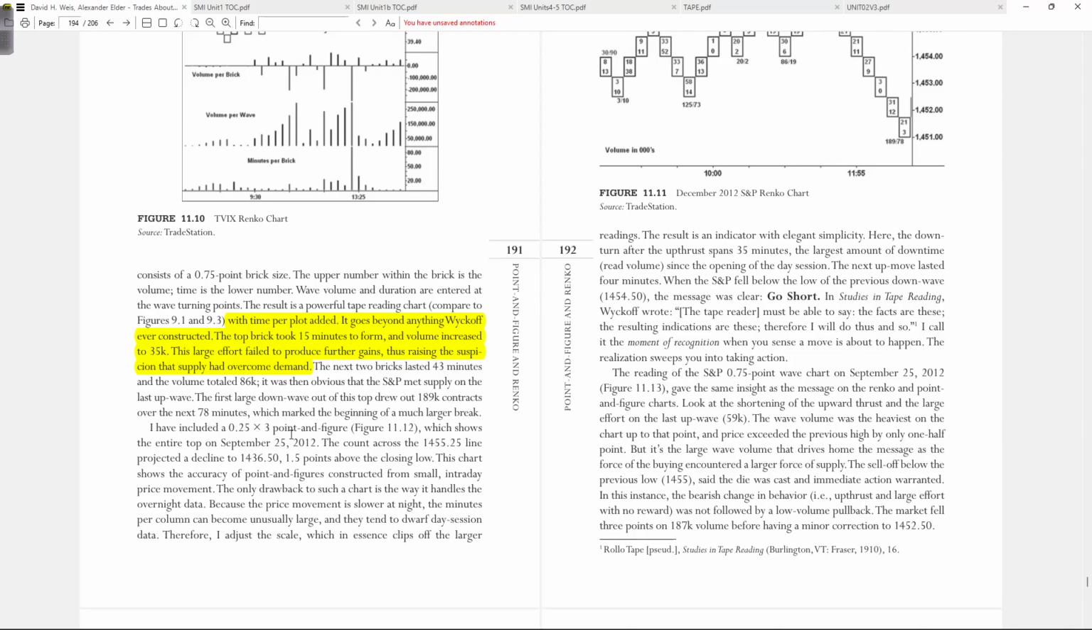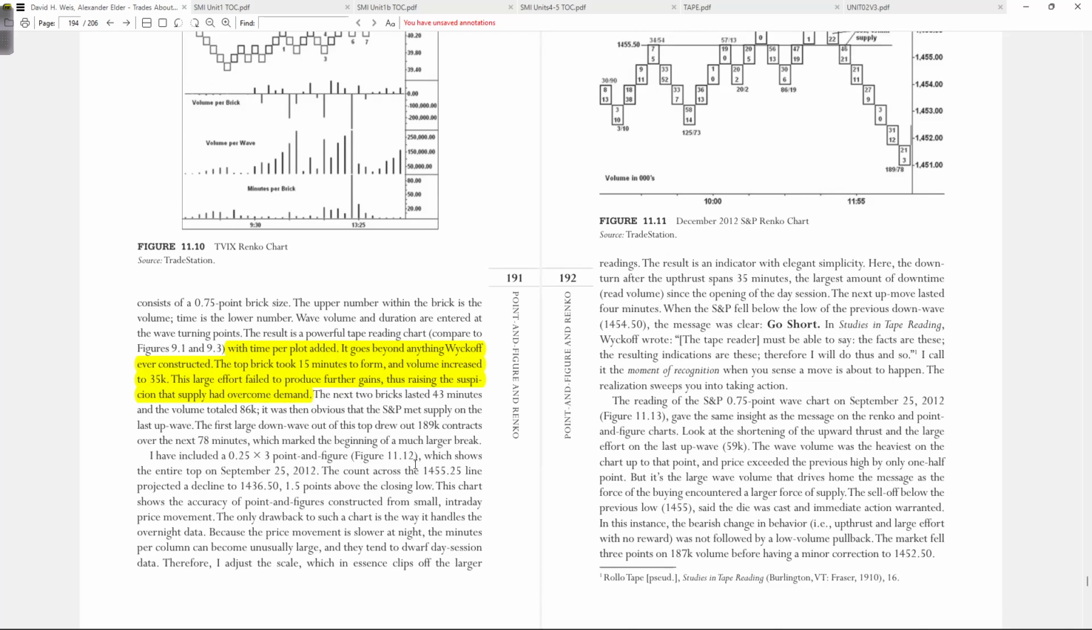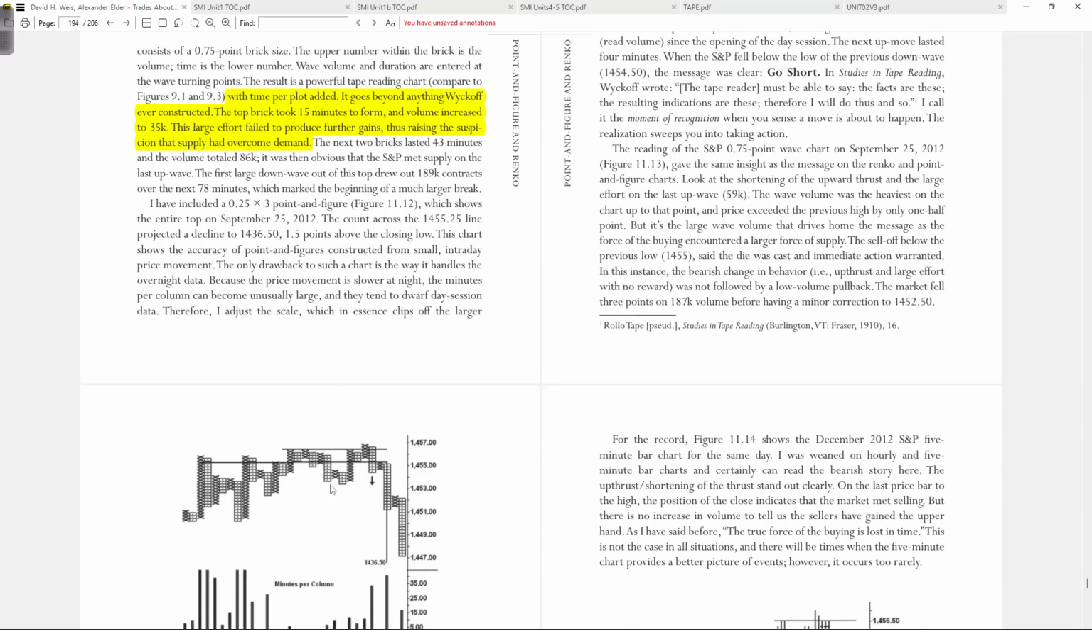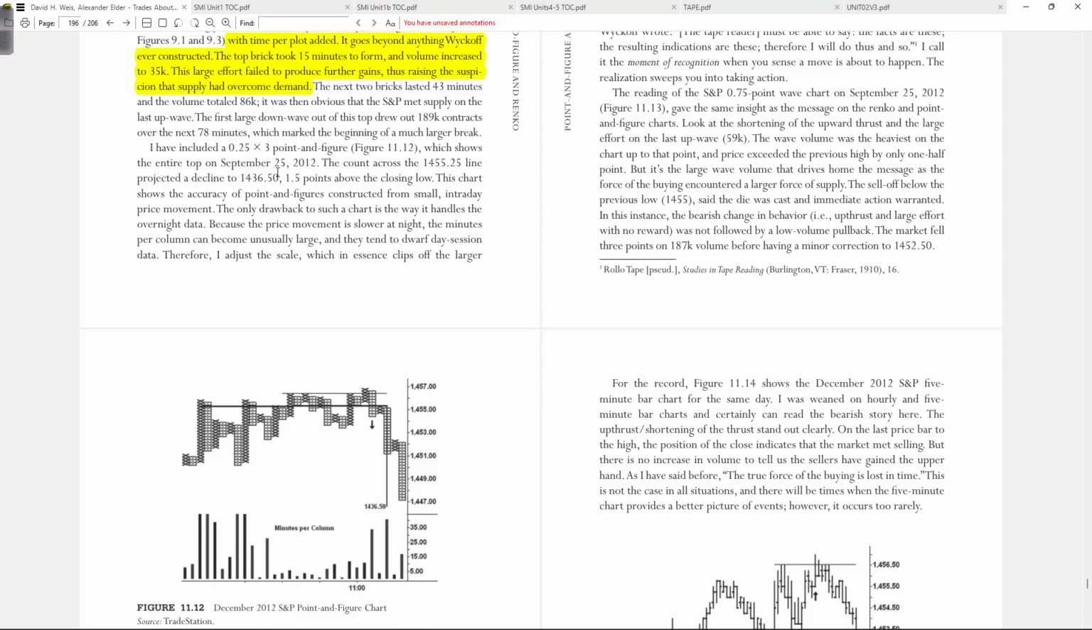I have included a 0.25 cross 3 point and figure chart in figure 11.12, which shows the entire top on September 25, 2012. The count across the 1455.25 line projected a decline to 1436, 1.5 points above the closing low.